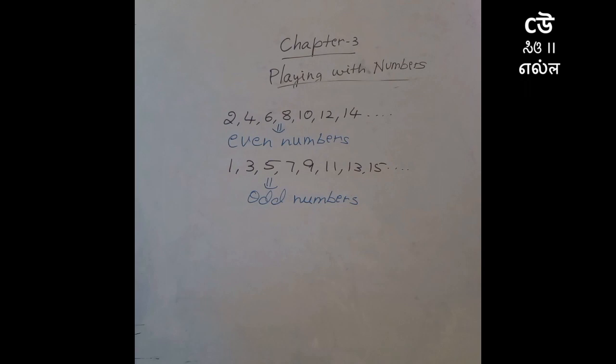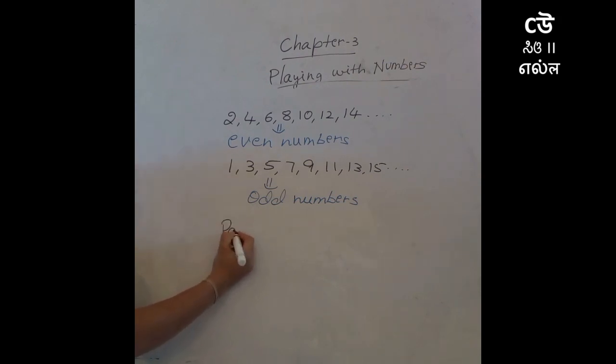Generally, what we know is these are the even numbers and odd numbers. So, what is the pattern for even numbers and what is the pattern for odd numbers? The pattern for even numbers, we can tell, is the multiples of 2.